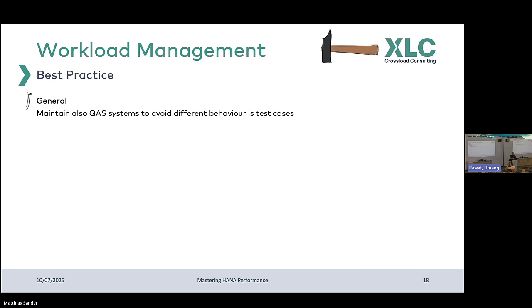So, in general, best practices. Maintain quality assurance systems in the same way. It's something which we sometimes see, that stuff is just implemented in the productive system to fix it there, or to test something there. But it's always good to have also a quality assurance system where you implement the same topics, so that you can see if maybe something is coming from a hint, for example, which is active.